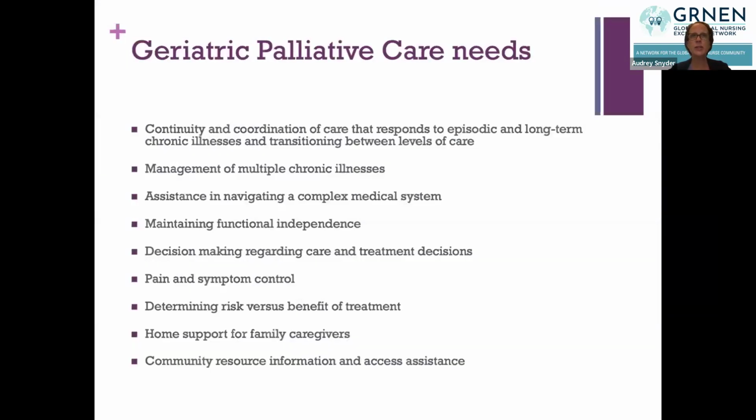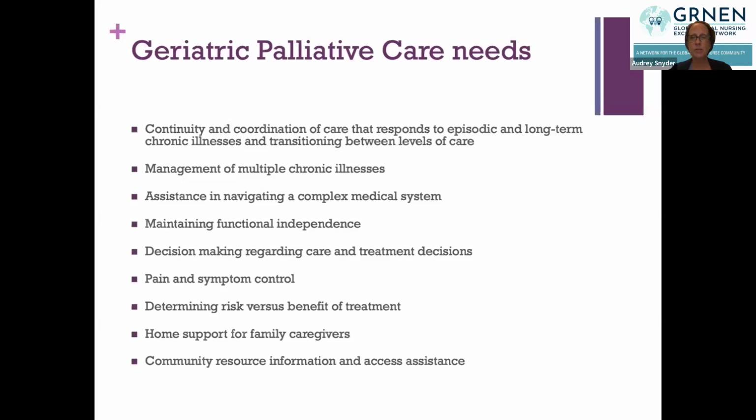When we have geriatric patients, we really need to think about the complexity of their care, because of chronic illnesses and transitioning between home and the hospital and then to rehab or long-term care. Managing multiple illnesses and navigating the complex healthcare system we have today can be very challenging. Many of them want to maintain their functional independence, and we try to help them do that as long as possible. We work with them on their decision-making about care and treatment so that they are well informed, ensure that pain and other symptoms are under control, and determine the risk versus the benefits of treatment for this person.